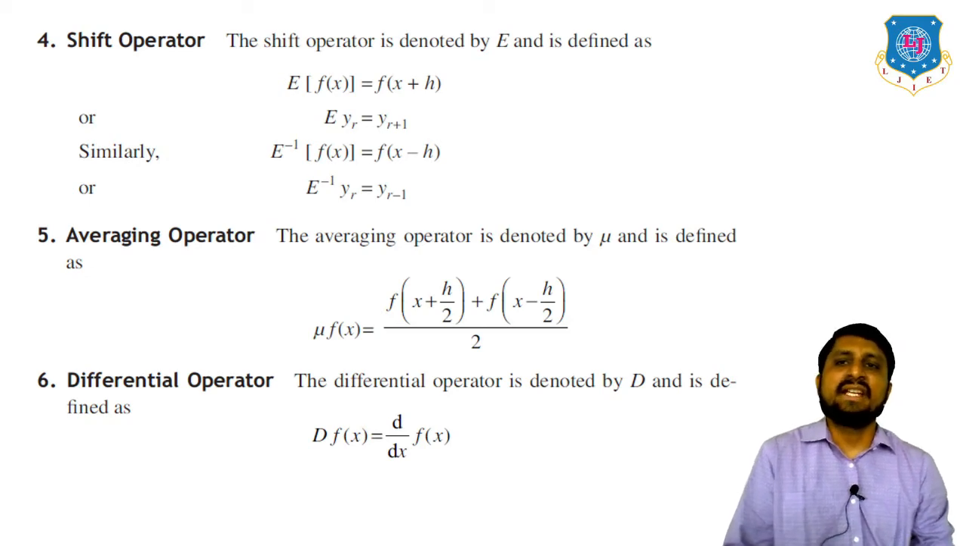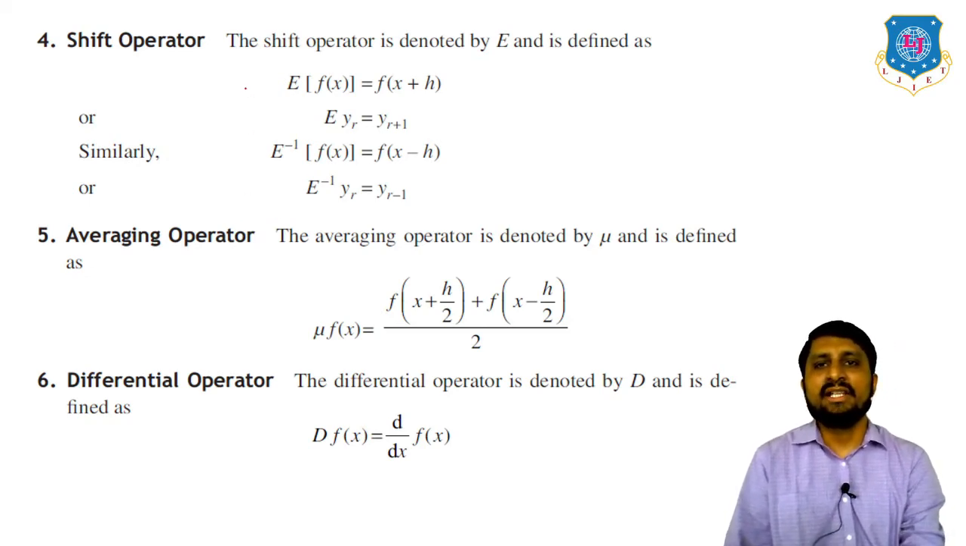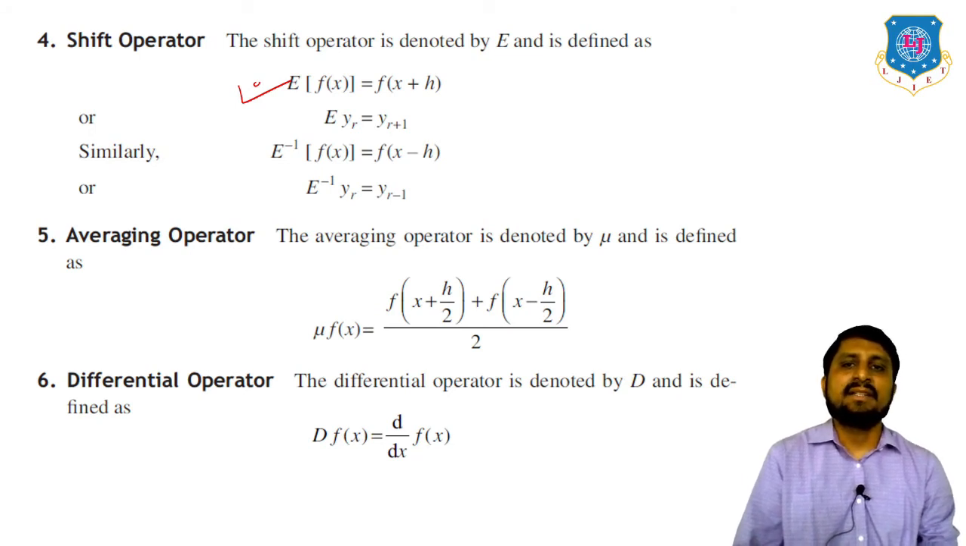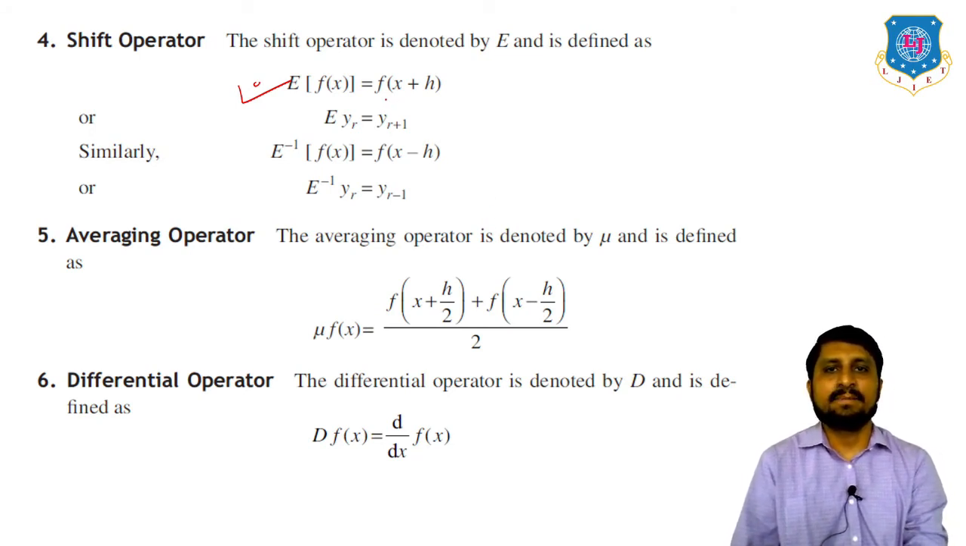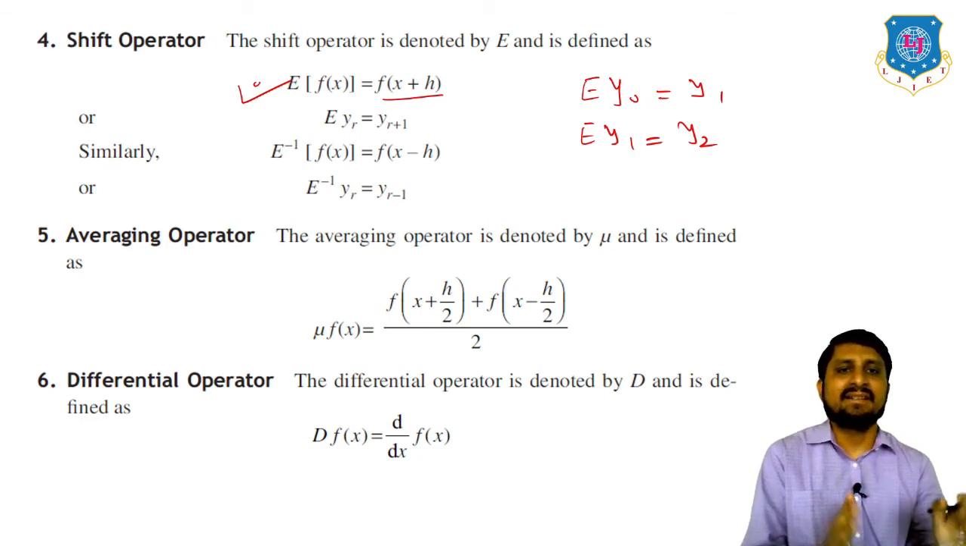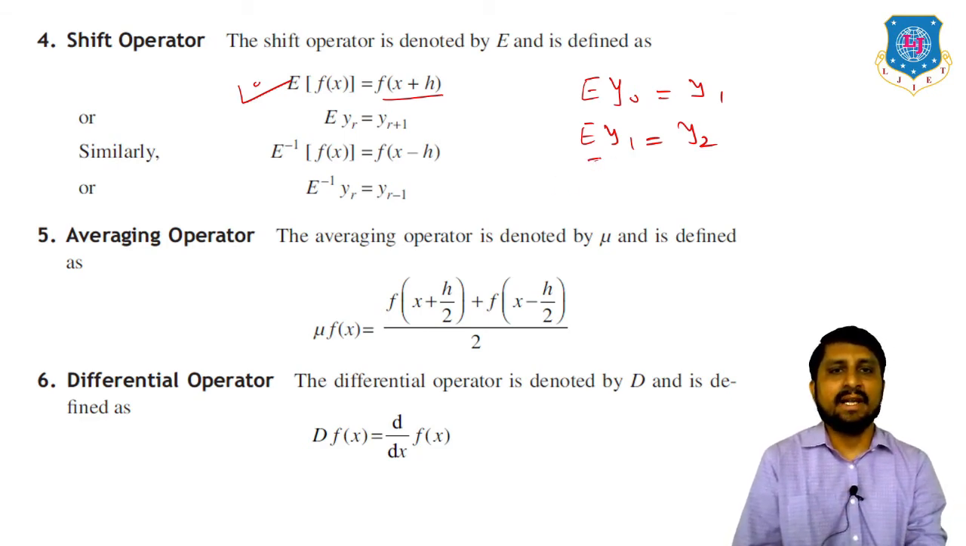After that, the shifting operator. Okay, for the shifting operator we use this notation, capital E f of x, that is equal to f of x plus h. So basically, suppose I want to find E of y0, that is y1. Okay, E of y1, that is y2. Your entry is just shifted to another place, right? So in general, E of yn is yn plus 1.